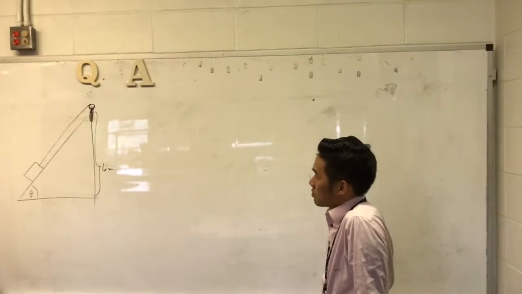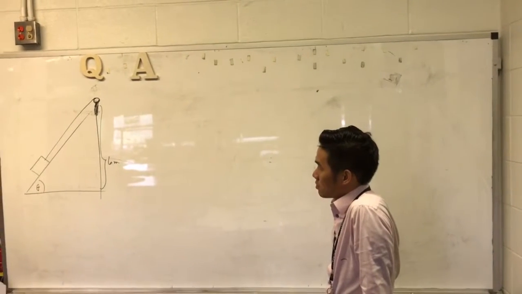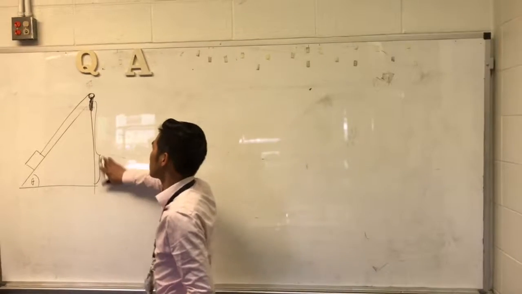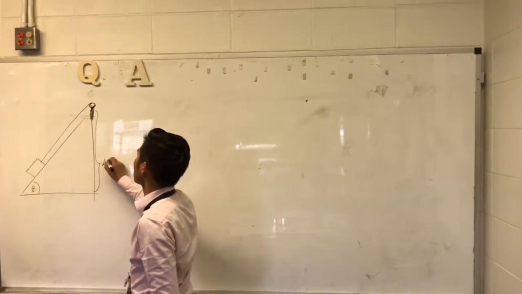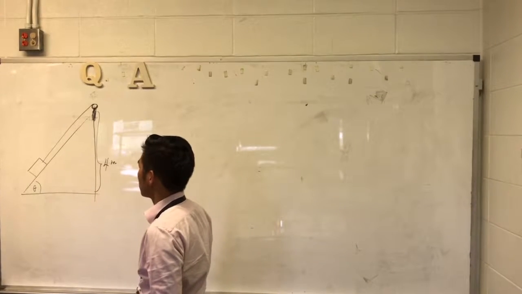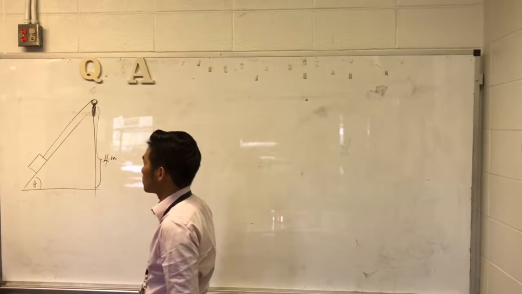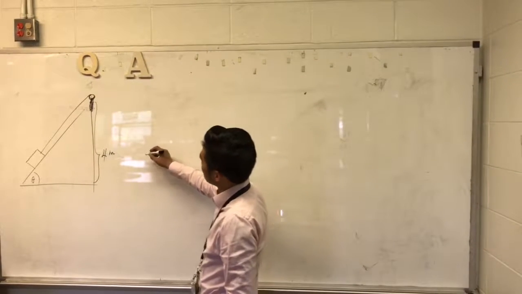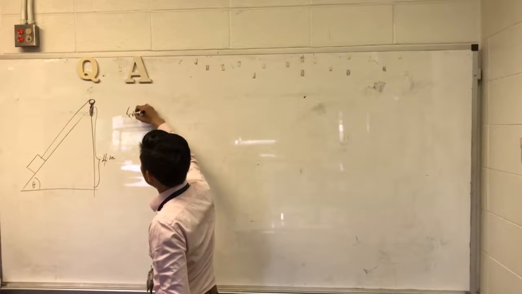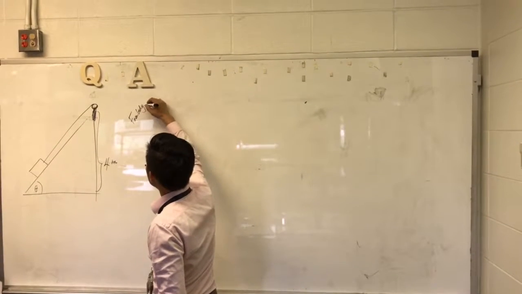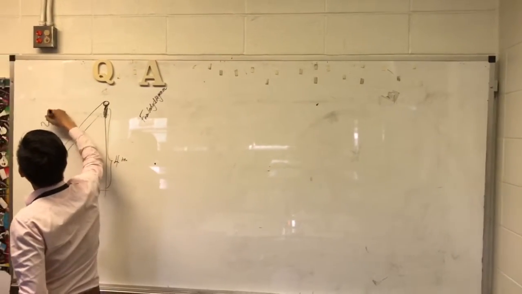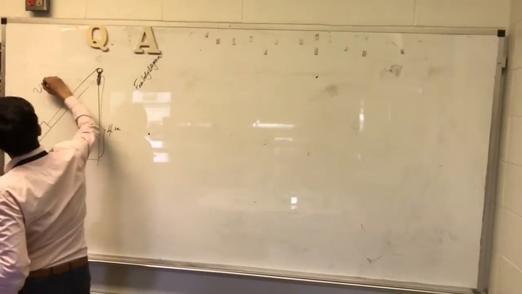A kilogram object is to be pulled to the top of a 6-meter high ramp by a rope, the other end of which is pulled by an electric winch. The ramp forms a 30-degree angle with the horizontal. The coefficient of kinetic friction between the ramp and the object is 0.6, and the coefficient of static friction is 0.8. The object moves up the ramp at a constant velocity of 3 meters per second. On the diagram, it's a constant velocity, okay?